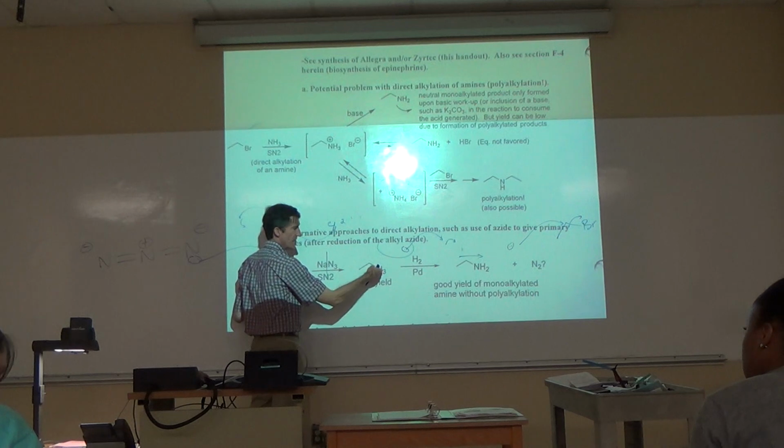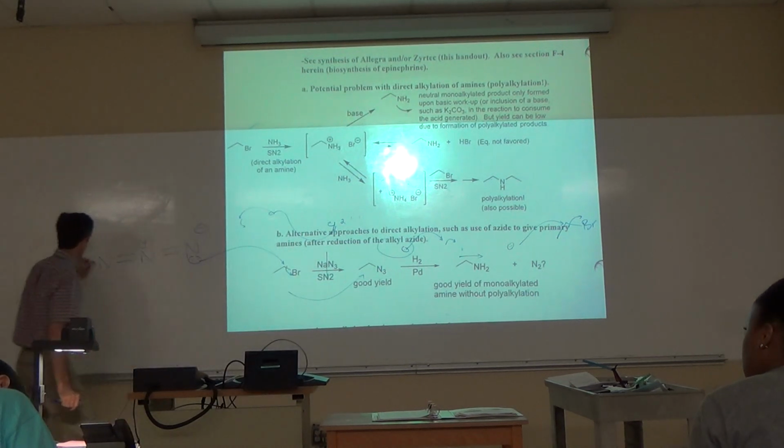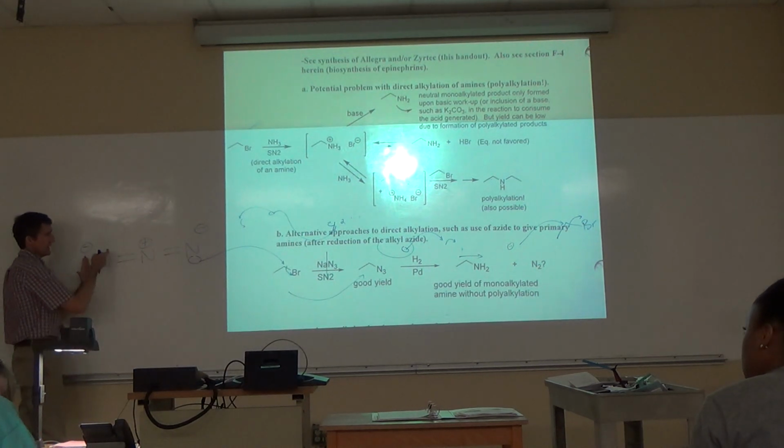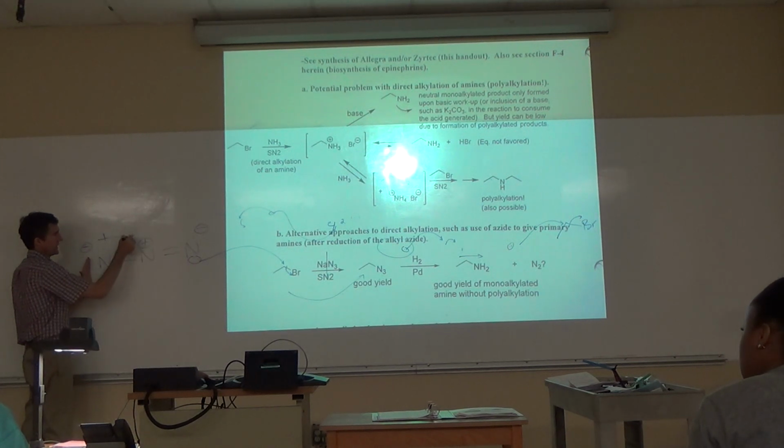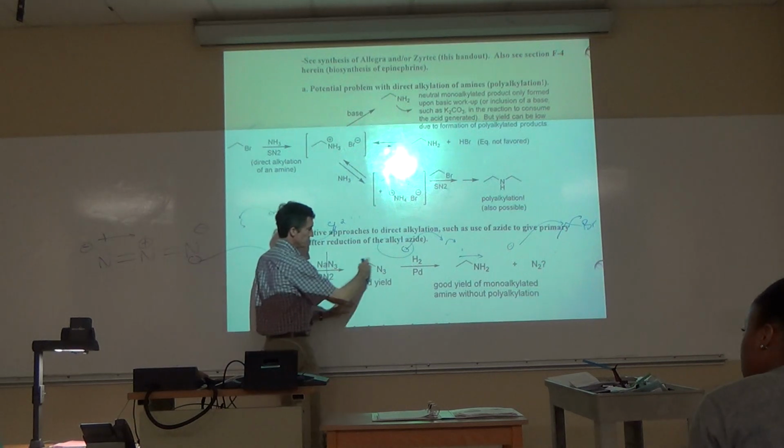But this will not react again. Even though there's a negative nitrogen over here, it's really quenched by the withdrawing. There's no resonance here because you can't make a bond here. The third one over here is not nucleophilic. You get a good yield of this.